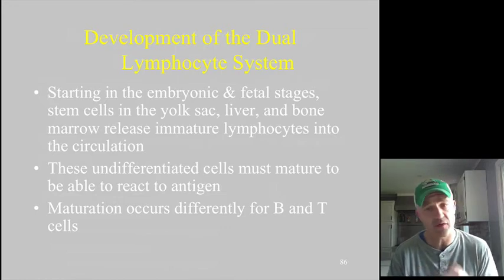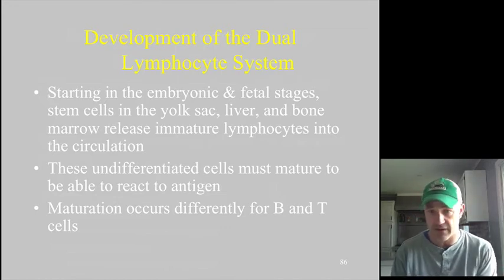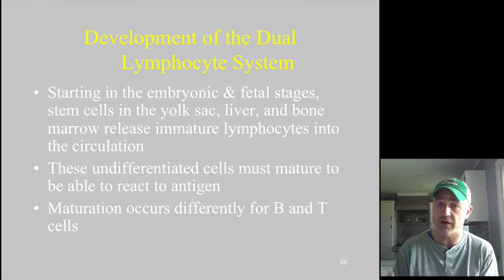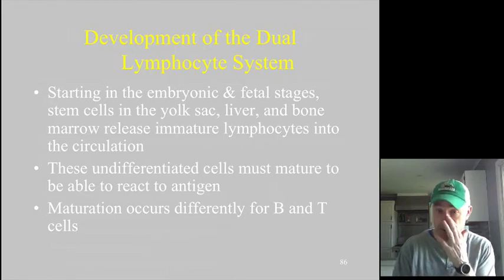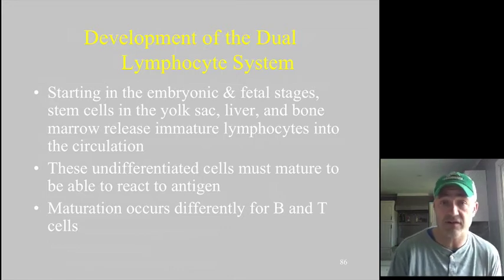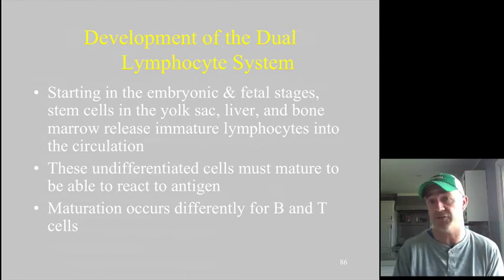And again, it starts out from those hemocytoblasts. They go down the differentiation process. We're going to be worried more about the B and T lymphocytes in this one here. And again, that maturation process for each of these is going to be a little bit different.